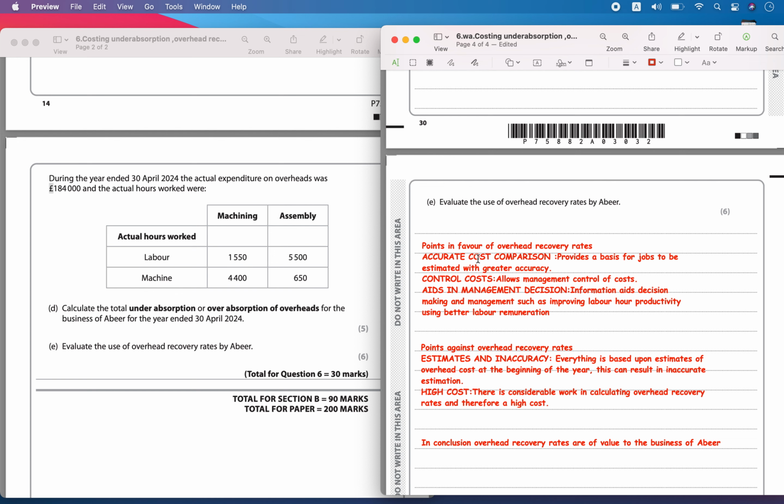The points against overhead recovery rates are that these are estimates and can still be inaccurate. The costs can still go high because I have to prepare these budgets, and these overhead recovery rates have to be prepared using budgets and some historic costs. So in conclusion, overhead recovery rates are of value to the business of Abeer.